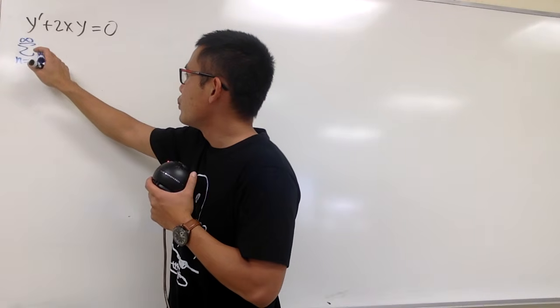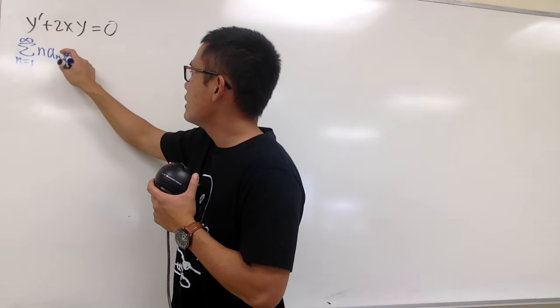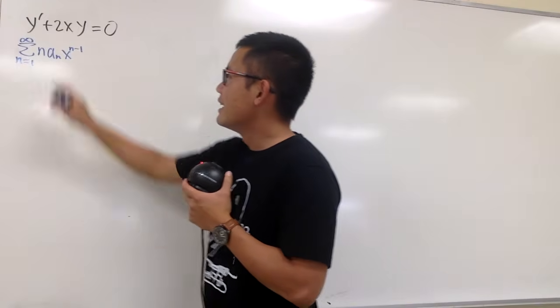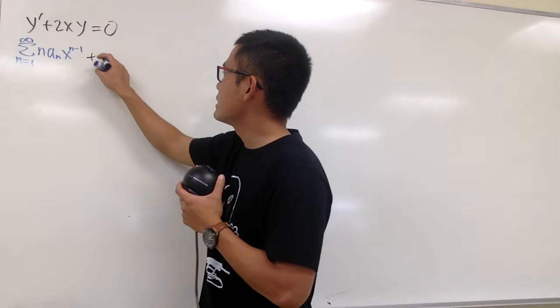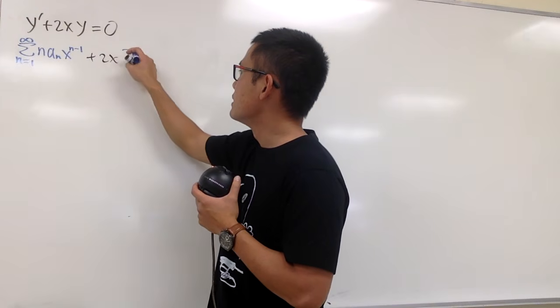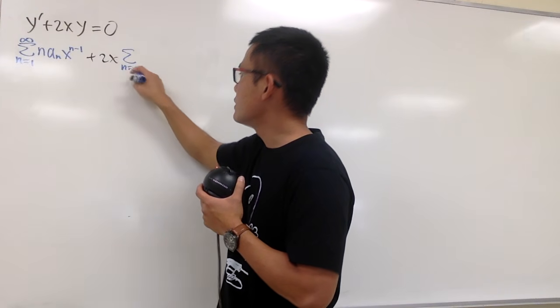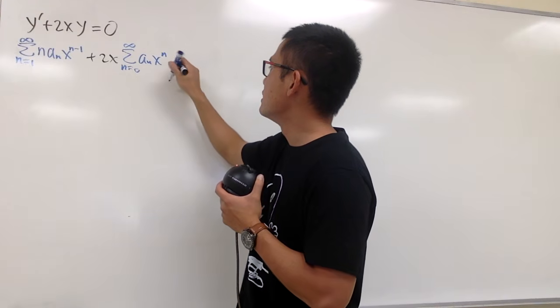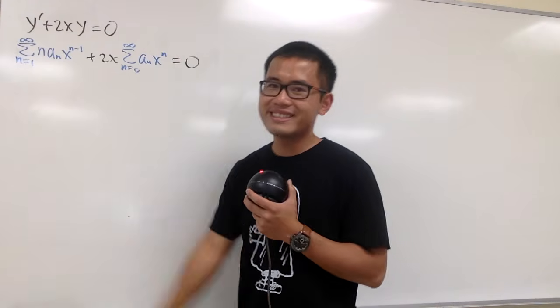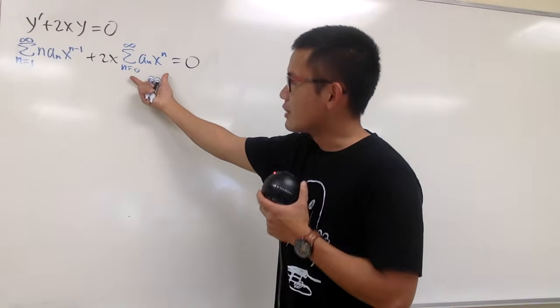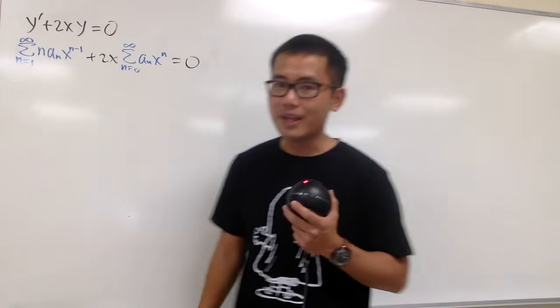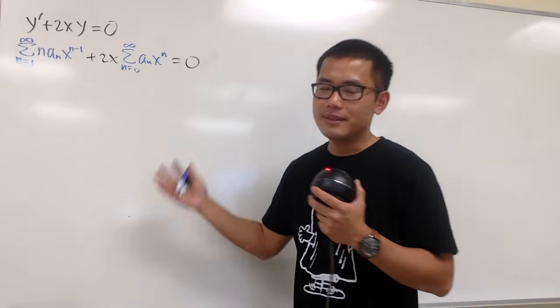And then inside, we will have n times a_n x to the n minus 1 power. That's the first derivative, right? And then we will add this with 2x times y. y is the power series when n goes from 0 to infinity, a_n x to the n, and this is all equal to 0, just like this. If you differentiate this one time, you get that, and you lose the constant term. That's why n starts at 1. Anyway, this is what to do next.